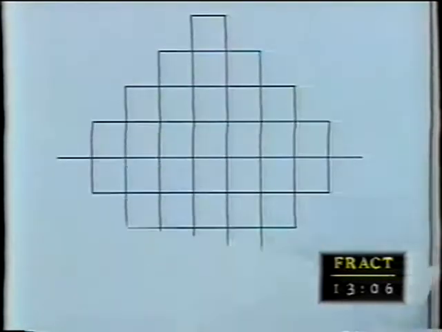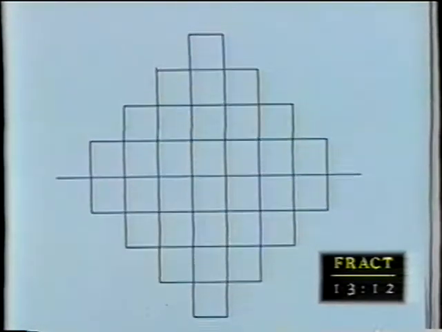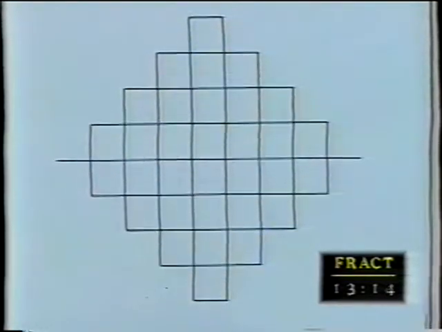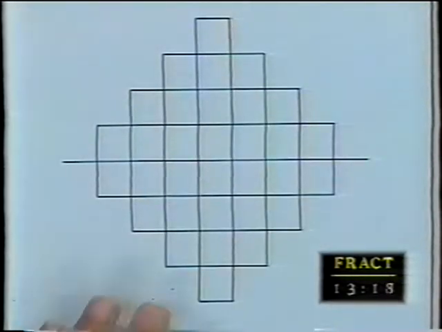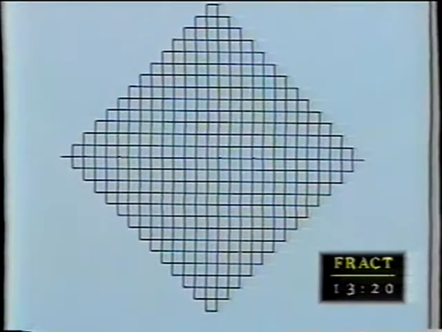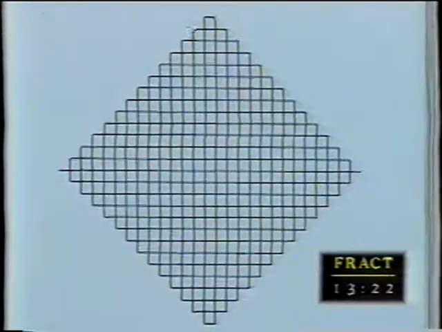Let's see what happens. So we replace the initiator with the generator, and we get this picture. Then we replace each of those lines, and we get this picture. Now we replace each of those lines, and we get this picture. And we replace each of those lines, and we get this picture.